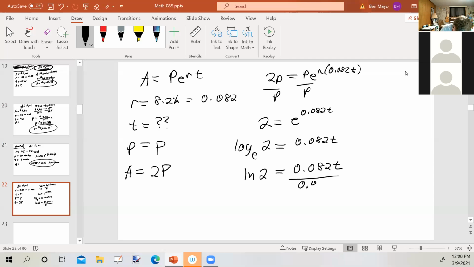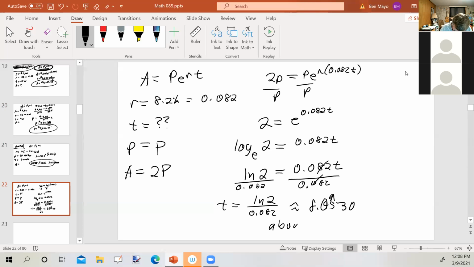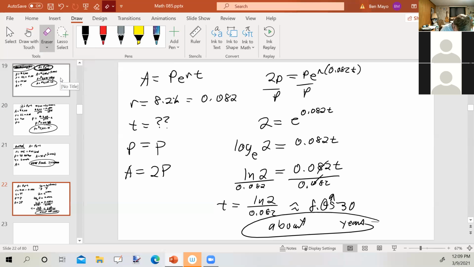Then we'll divide both sides by 0.082, and t equals the natural log of 2 over 0.082, which is, let's see, the natural log of 2 divided by 0.082 is 8.4530, etc. They rounded to the nearest tenth, so that would round up, we'll say about 8.5 years. About 8.5 years. Any questions on that one?